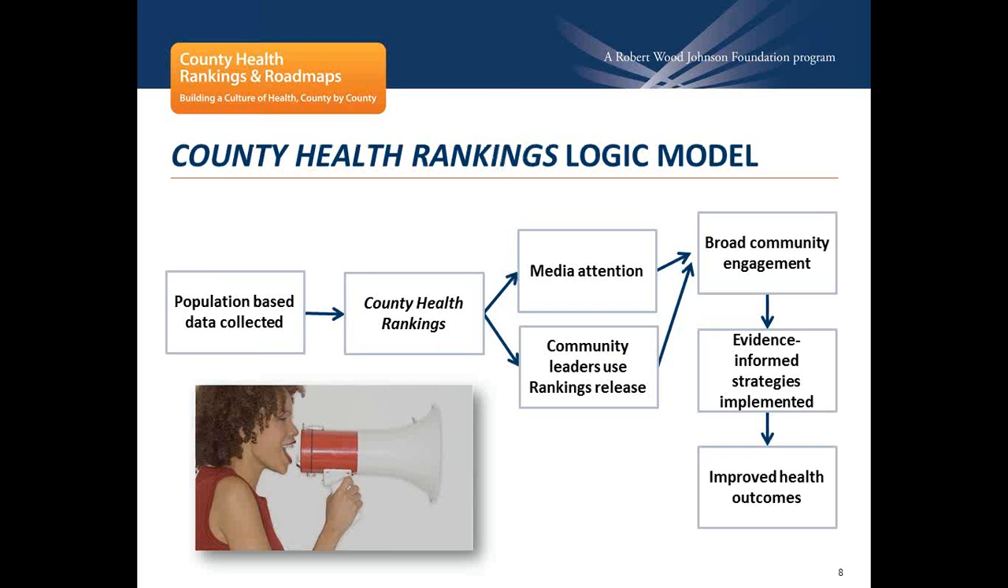This picture shows the thinking behind the rankings. It's really our theory of change about how rankings can be a catalyst for action that improves the health of everyone in the community. So we start with population-based data from a variety of sources, and we use that data to rank the health of nearly every county in every state. The rankings take several different pieces of data and simplify them to give communities a quick and easy snapshot of their health and of the many factors that impact how well and how long people live.